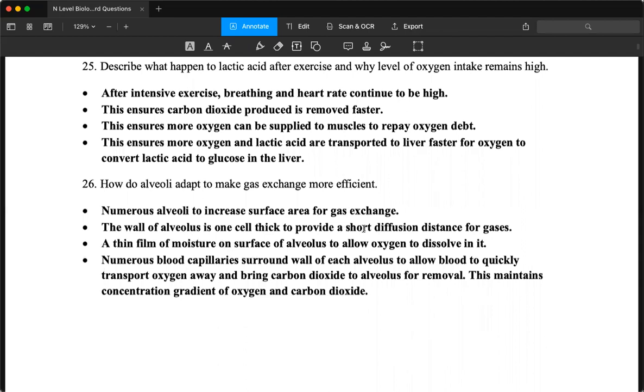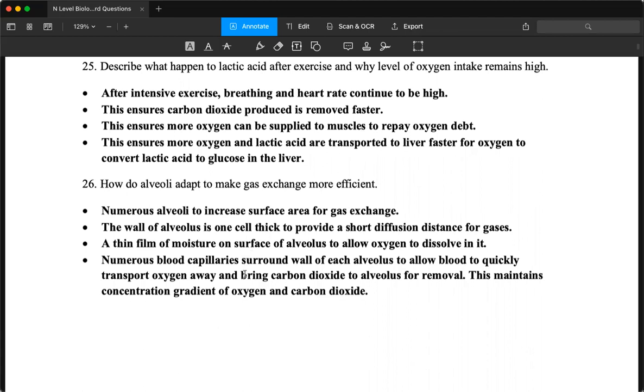It depends on the question. If in the question they only show one alveoli, it's wrong to say numerous alveoli because from the diagram, they never show many alveoli. So it depends on the question. If they say from the diagram, then you can say one cell thick, or if they show the moisture, you can say that. Or if they show the blood capillary, you can talk about the blood capillary.